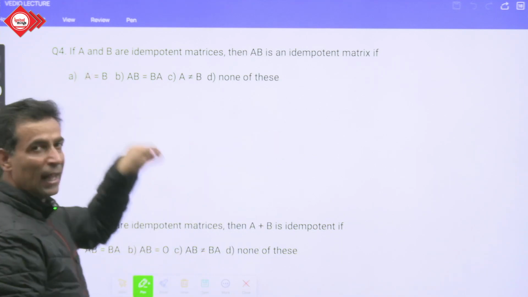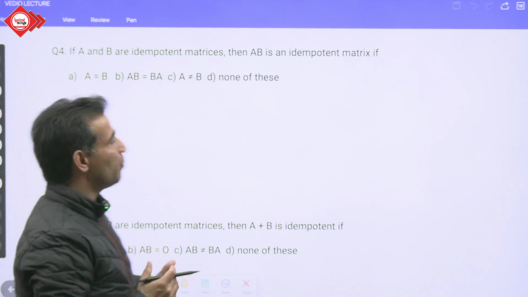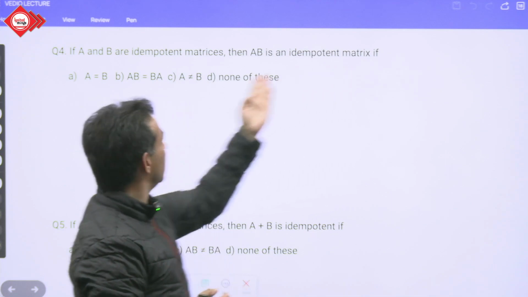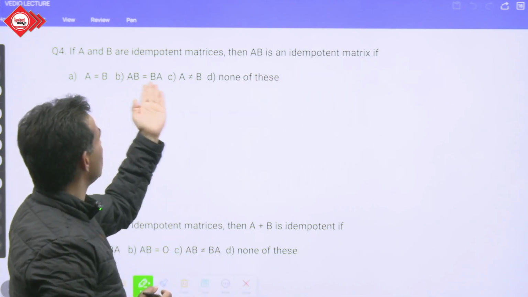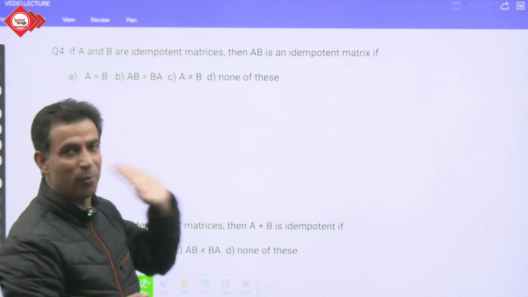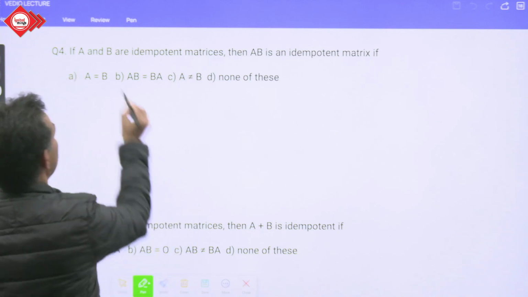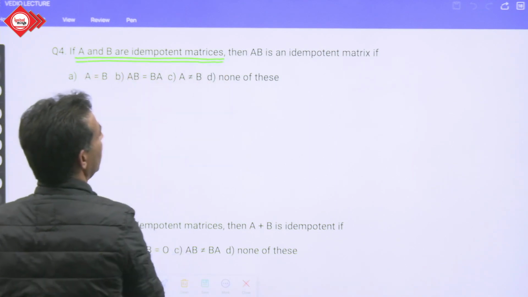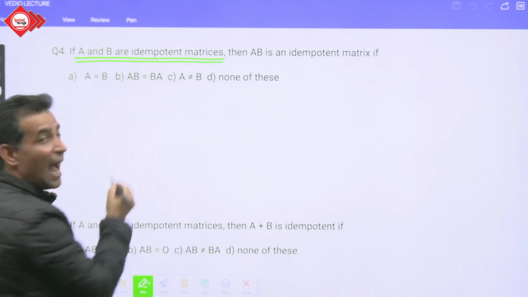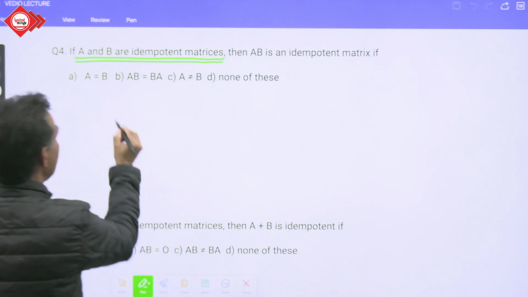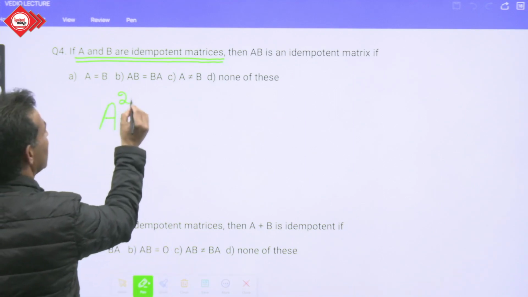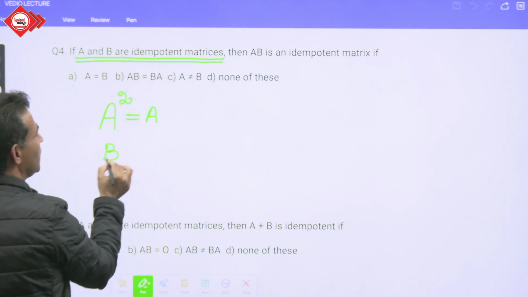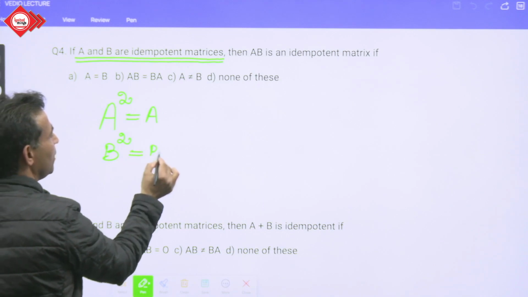Here it is written that if A and B are idempotent matrices, then AB is an idempotent matrix if A is equal to B, AB is equal to BA, A is not equal to B, none of these. Now look, let us make use of this condition. It is written here A is an idempotent matrix. It means that its square is A. B is an idempotent matrix means B square is equal to B.